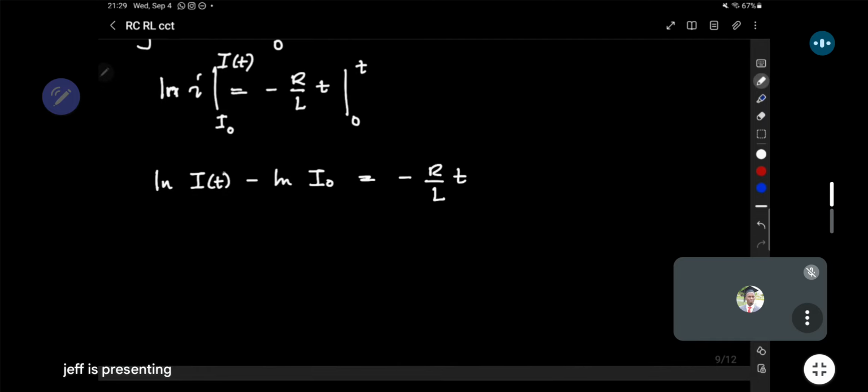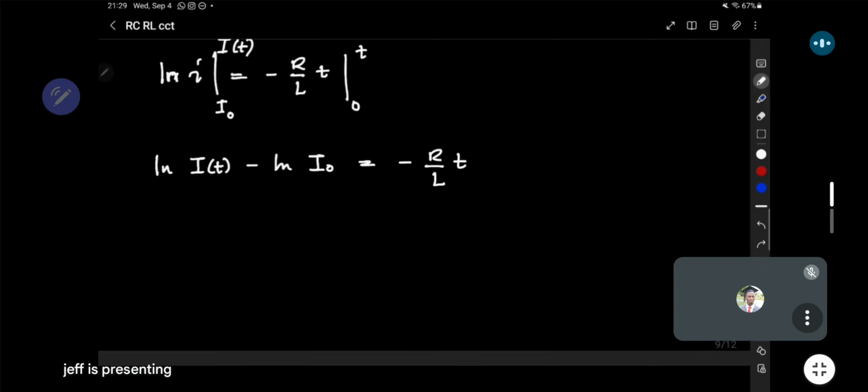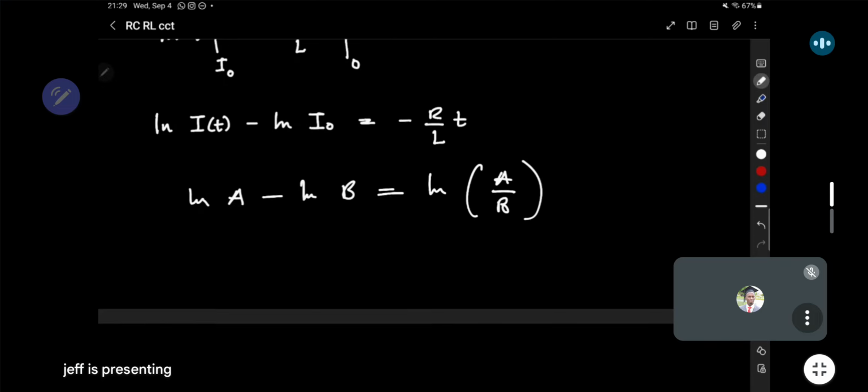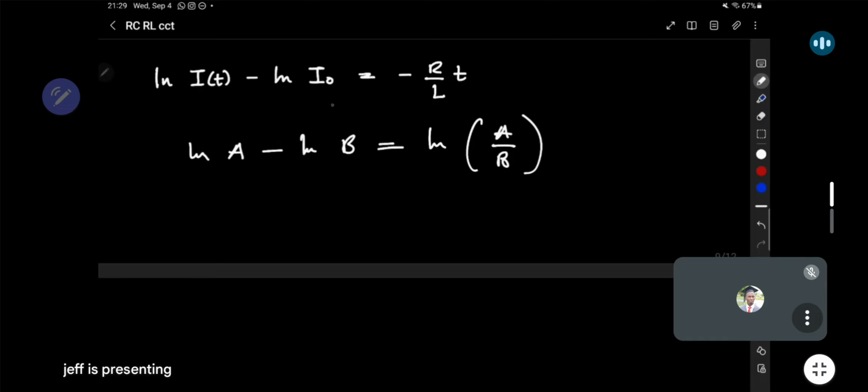Now what we're trying to do is we want to make I the subject of the formula. So to do that, we can utilize a number of techniques, but basically still just logs. Since here you're subtracting two log expressions, we know to say if you have ln A minus ln B, this is the same as just ln A over B. So utilizing that property, ln I minus ln I0 will just be ln I(t) over I0 being equal to negative R over L t.